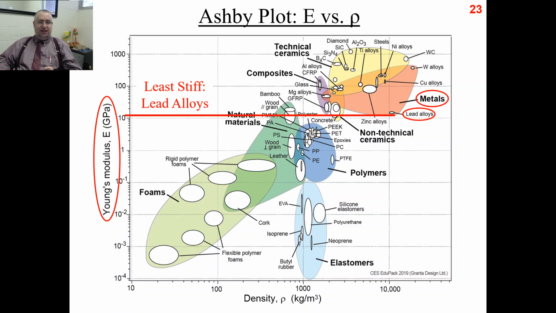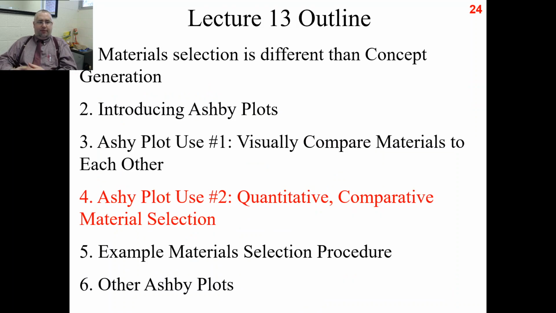The most dense, the least stiff, the least dense, the most stiff, and other properties can be found as well if you have Ashby plots that are plotted for different variables. Okay, so moving on then to Ashby plot use number 2, which is the use of these plots for quantitative comparative material selection.